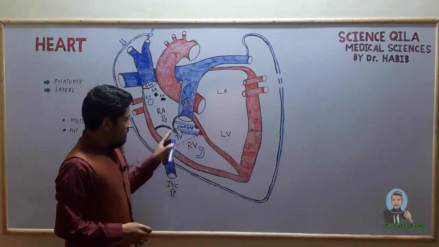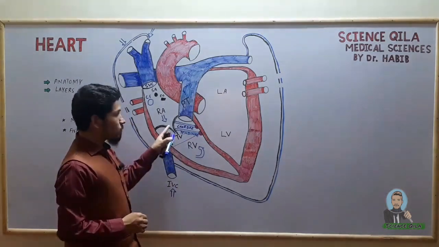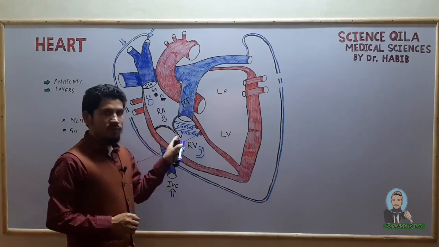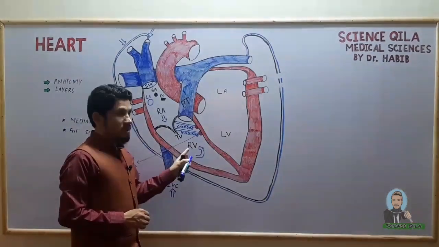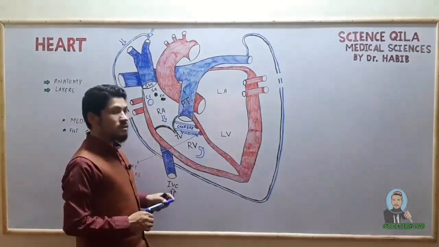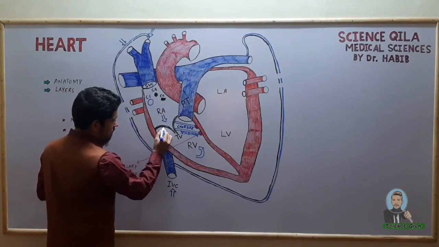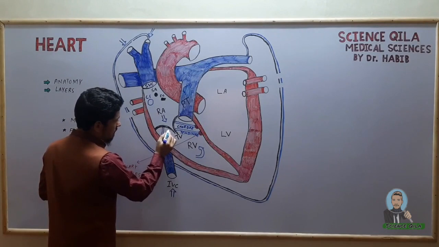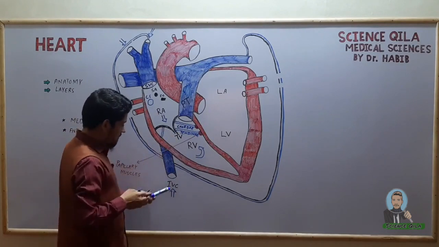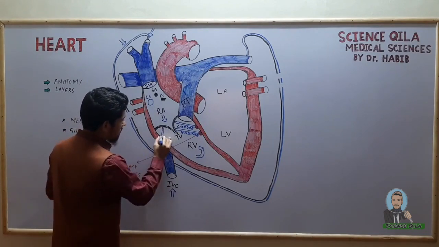The main function of the valve is that it provides one-way flow of blood, so that the blood should not flow back to the right atrium. Here again are the same chordae tendineae, and they are bound here to the papillary muscles.